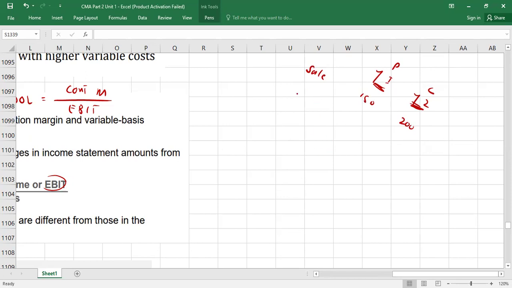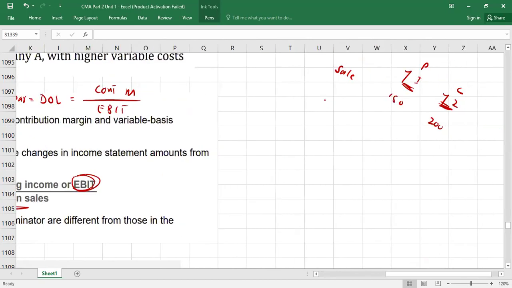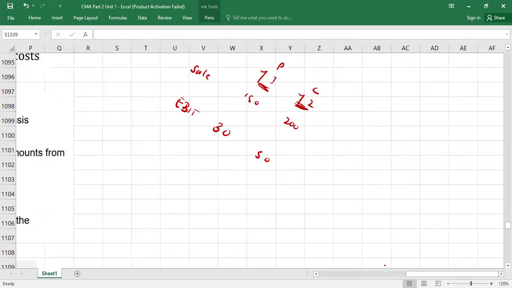And for example, we have other values also. We have EBIT also, because two things we need, EBIT and sales. So here, for example, EBIT is 30, and here EBIT is, for example, 50. The point is how you will calculate percentage change. You will always apply this formula, guys.